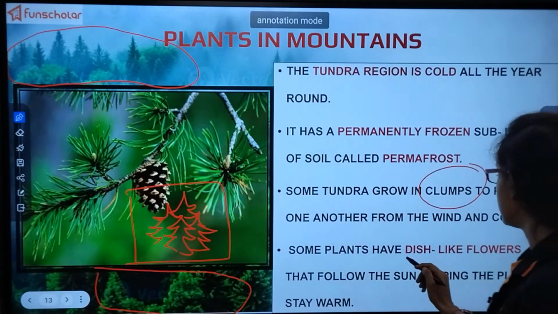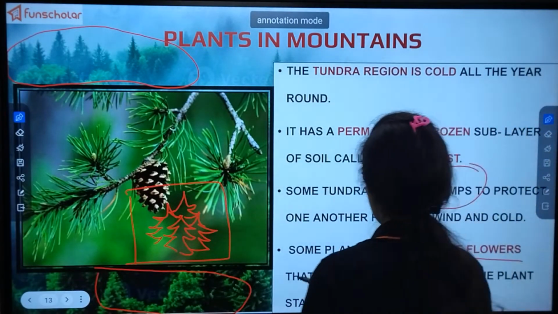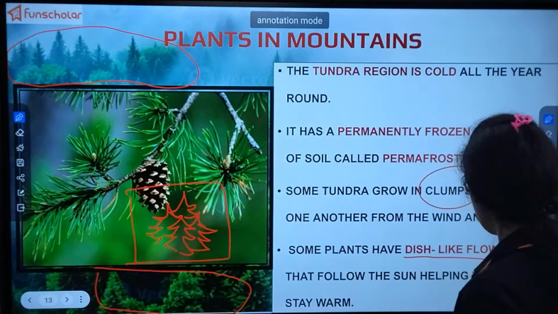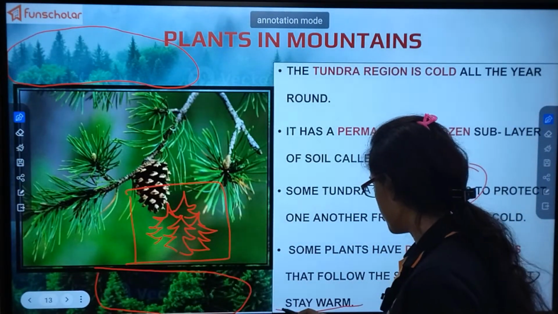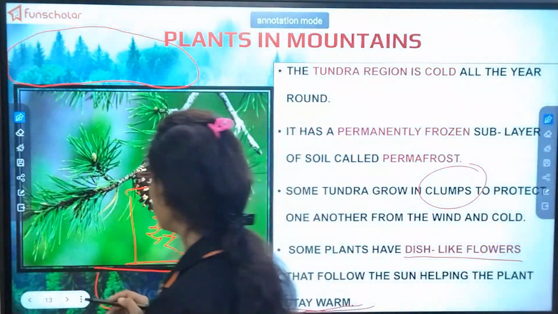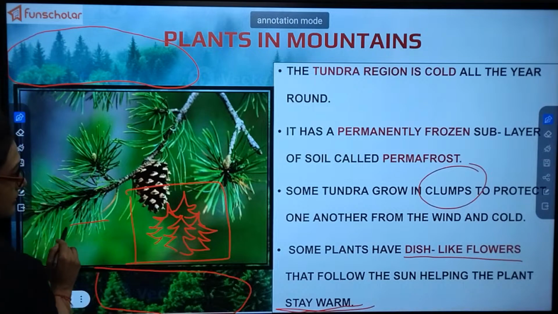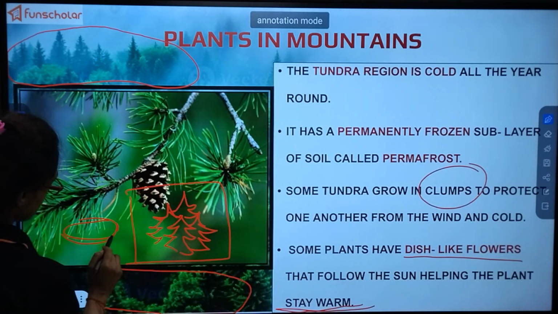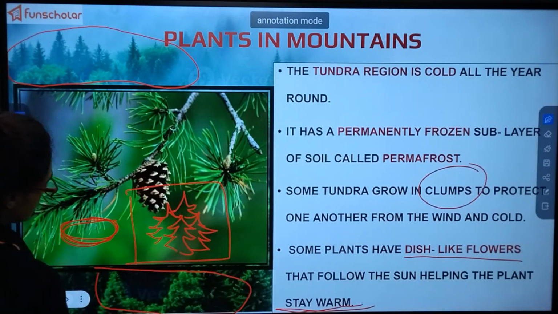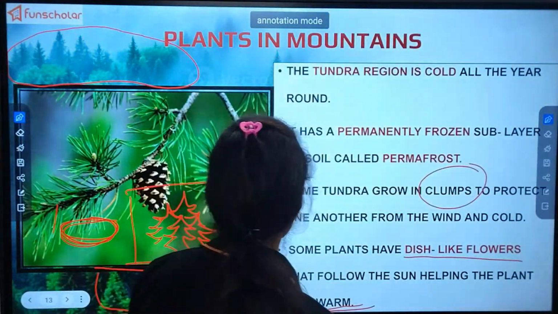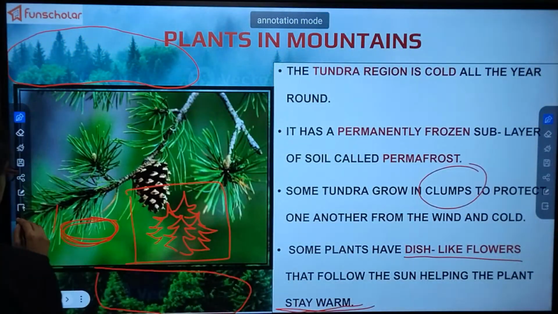Some plants have disc-like flowers that follow the sun, helping the plant stay warm. Okay, some plants have flowers which are disc-like. This is how a dish looks like. So they trap the sun and keep themselves warm.